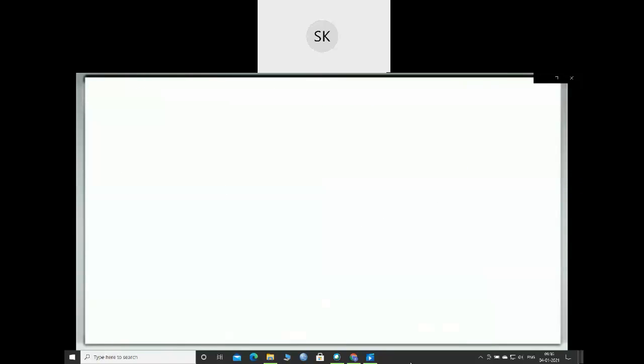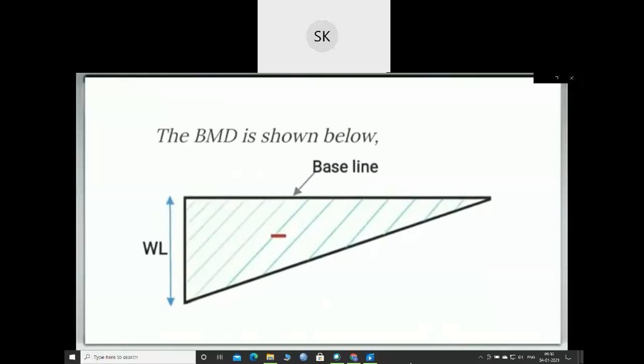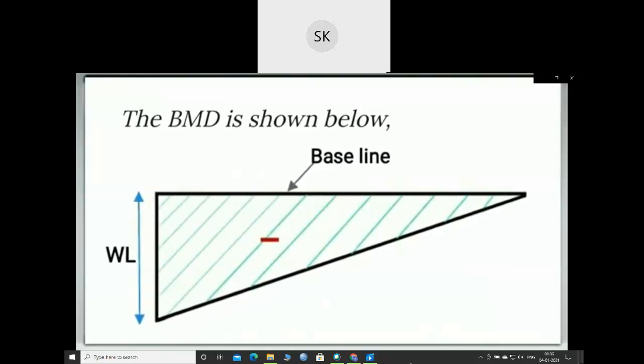For clear visibility, the bending moment diagram will look like this. This will be the baseline, and WL will be drawn below the baseline to some scale, and the bending moment diagram will be negative.